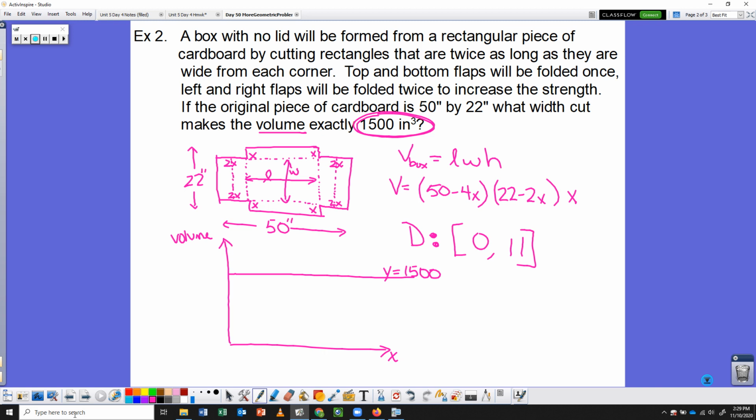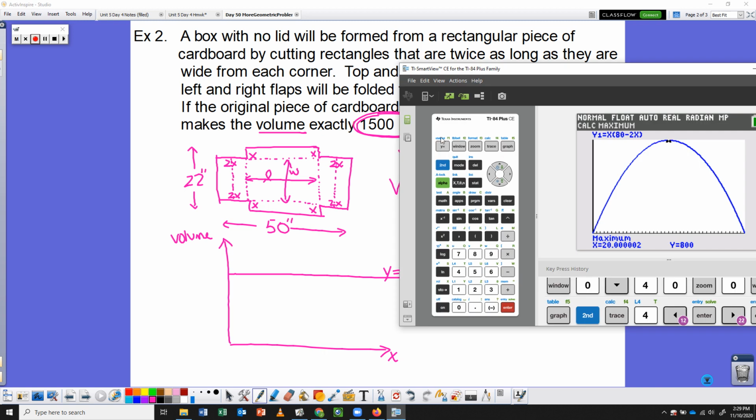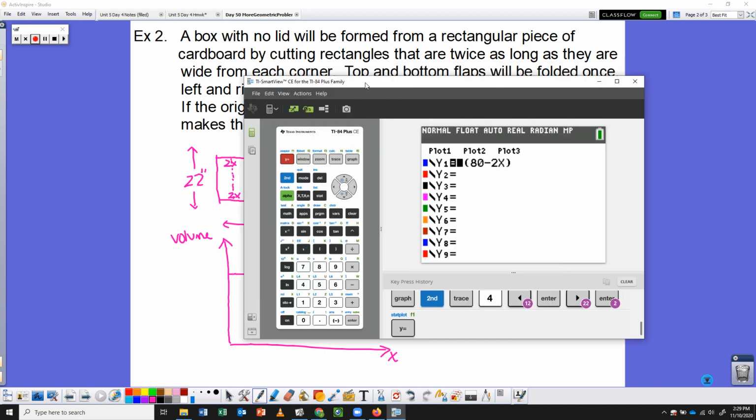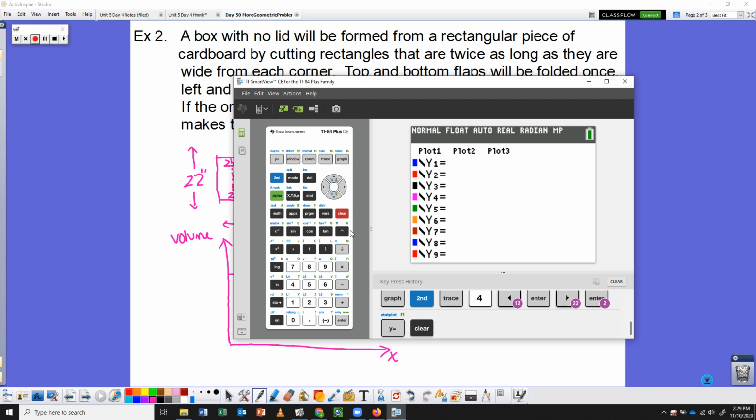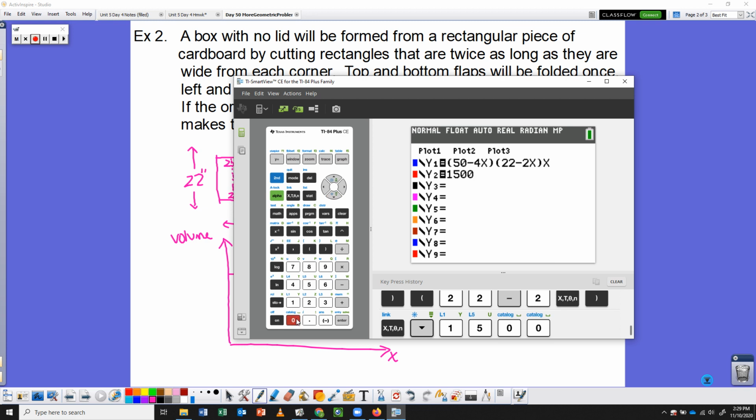So if I go to my y equals screen, the first thing I have to do is clear out what was in there. The length was 50 minus 4x, parentheses, and then we have a width of 22 minus 2x, and a height of x. There's my volume formula. And on line number 2, y2, I'm going to have it draw that horizontal line at 1500 cubic inches. Now again, I'm going to have to adjust my viewing window.